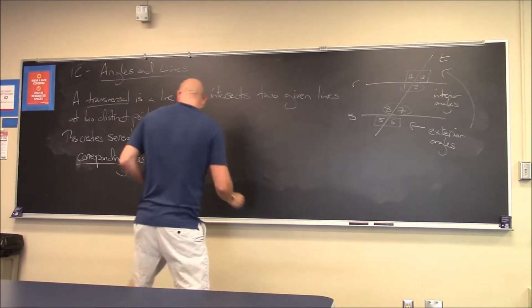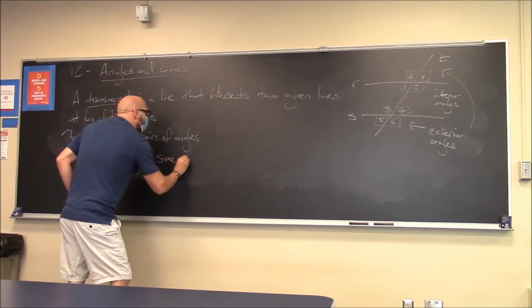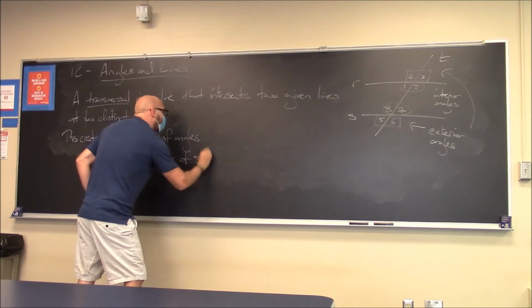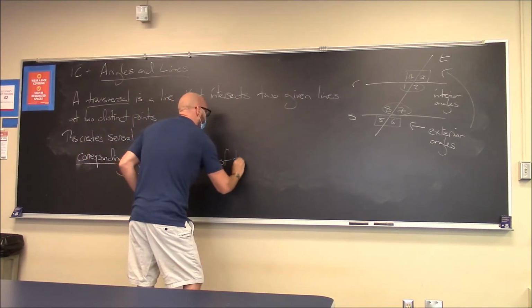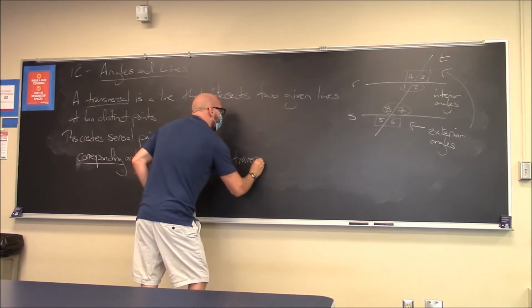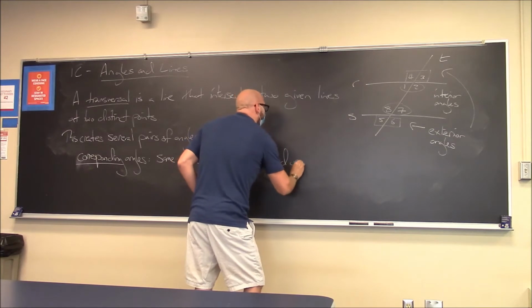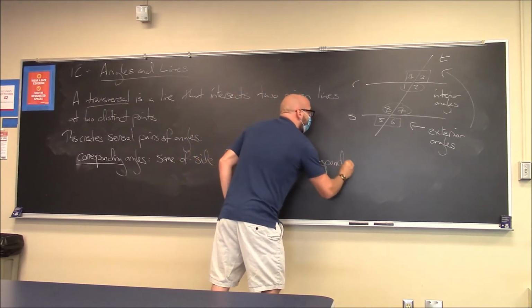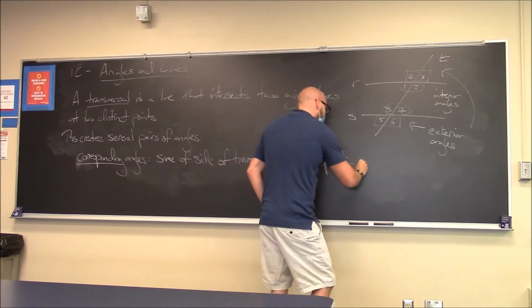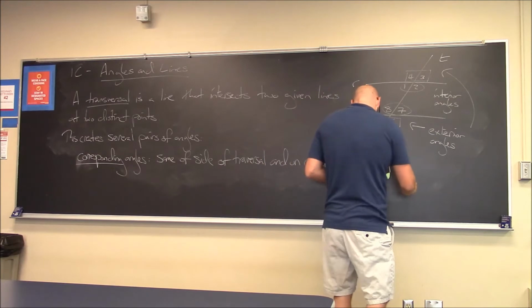These are angles that are on the same side of a transversal, and on corresponding sides. That's a nice way to write it, I think. Corresponding sides of the given lines.